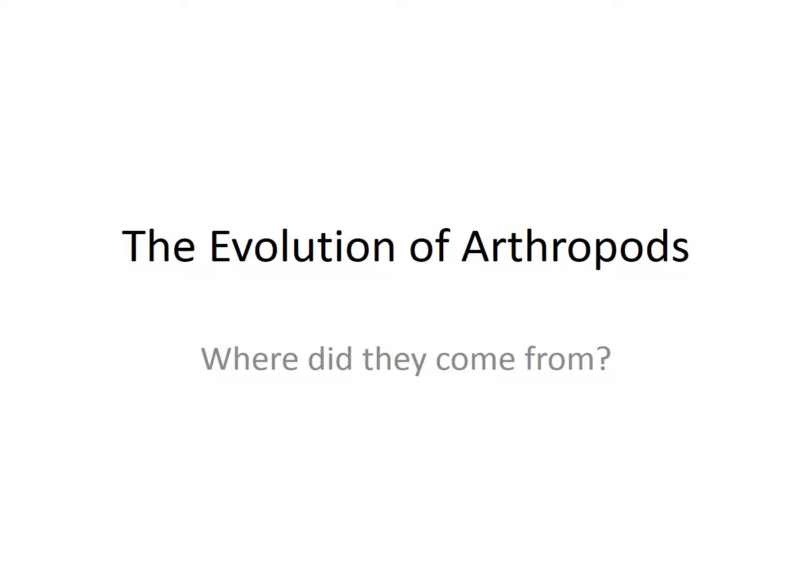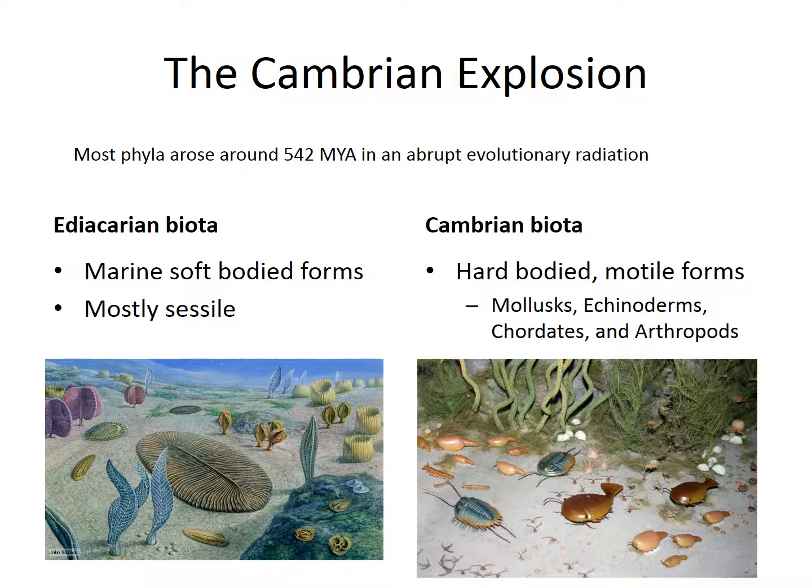So the next thing we need to talk about is the evolution of arthropods. Where exactly did they come from? The answer to this question is buried about 542 million years ago at a point called the Cambrian explosion. And this is a point in time where there was a massive, abrupt, revolutionary radiation, and most of the phyla that we know today actually arose.